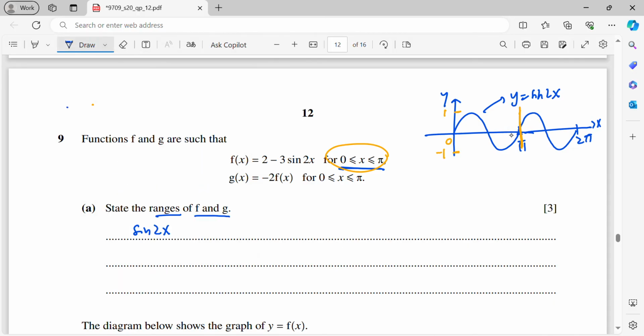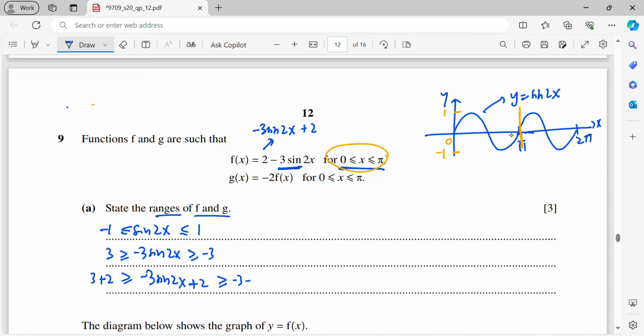So now I will write sine 2x will be in between minus 1 and 1. So minus 3 sine 2x means you times minus, so you have to change the inequality sign. So all numbers times minus 3, so it will be 3 and minus 3 here. Then after that, this is basically the same as minus 3 sine 2x plus 2. So now I plus 2. When you plus 2 for the middle term, the other two terms must plus 2. So this is 3 plus 2, here is minus 3 plus 2, which means now fx is greater equals minus 1 and less equals 5.